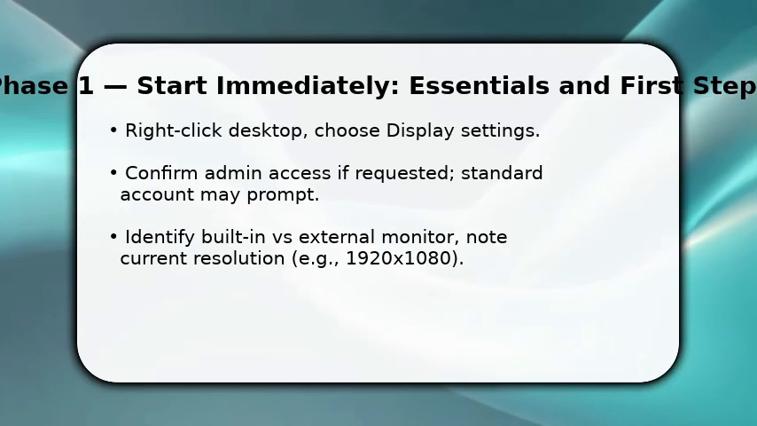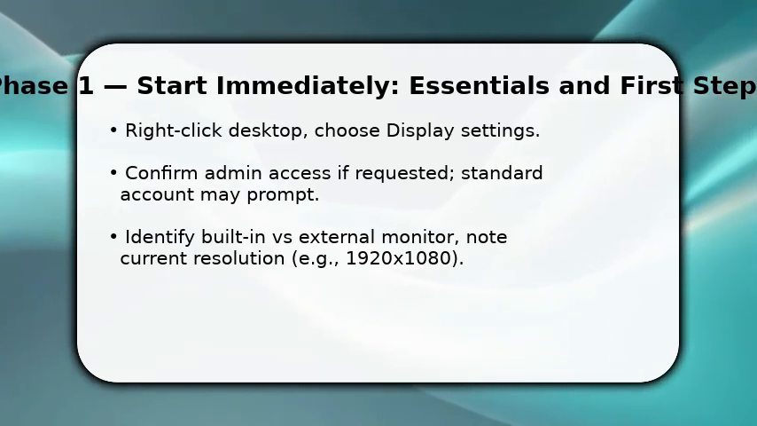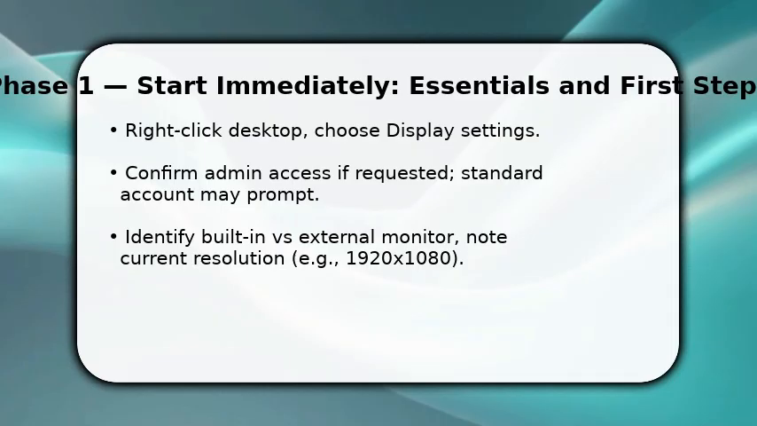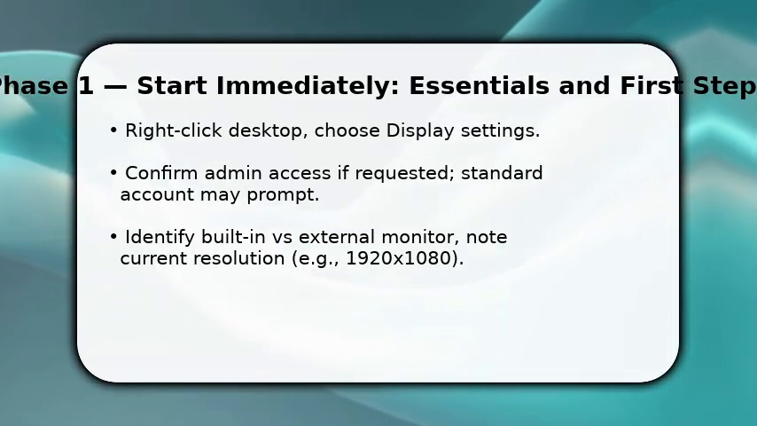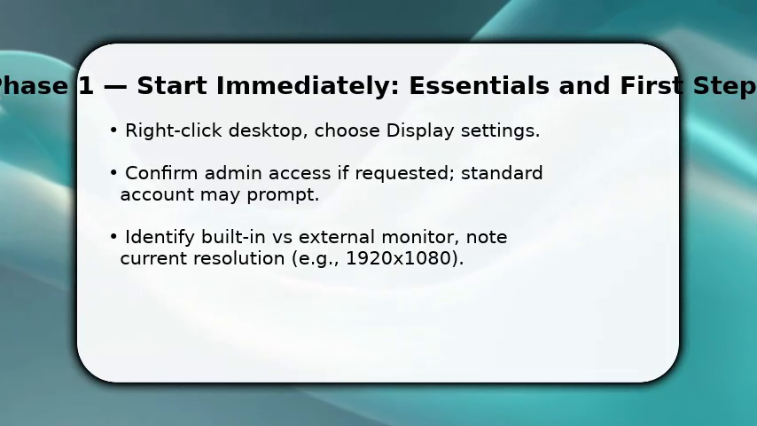Enjoy the video. You start by opening display settings right away. Right-click the desktop and pick display settings. Once done, make sure you have admin access. Some options require it, so authenticate if prompted.